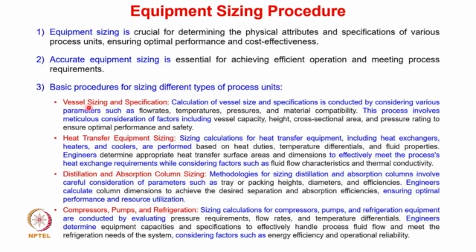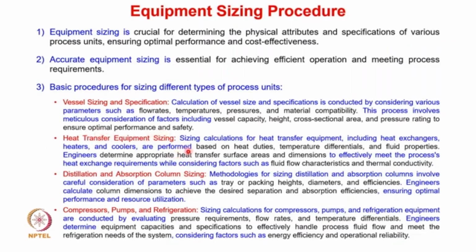So let's look at the vessel sizing and specification. So calculation of vessel size and specification is conducted by considering various parameters. So we look at the flow rates, we look at temperatures, we look at the pressure and material compatibility. So this process involves meticulous consideration of factors such as vessel capacity, height, cross sectional area and pressure relating to ensure the optimal performance and safety.